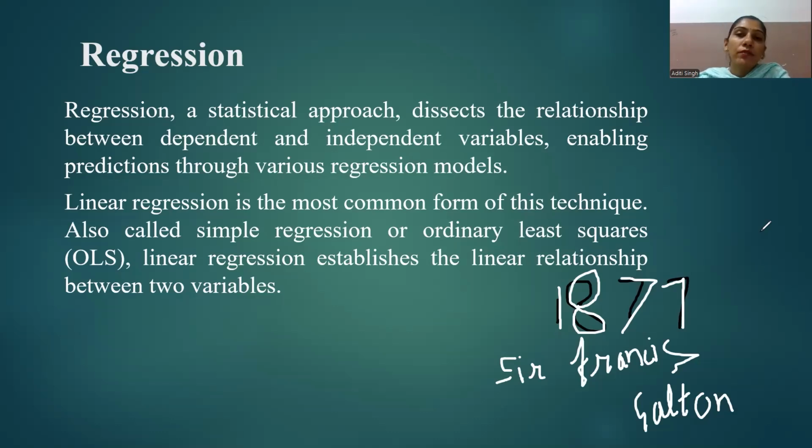The variable that forms the basis for predicting another variable is known as the independent variable, and the variable that is predicted is known as the dependent variable. The independent variable remains the same, and on the basis of the independent variable, the dependent variable changes.